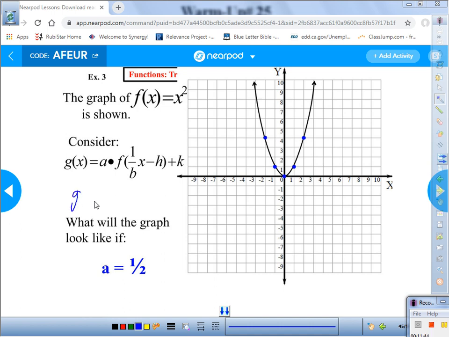Yes, it's G of X equals 1/2 F of X. Some of you are still like, Mr. Q, where's H and K? They don't give us H and K. They're just asking us to do this transformation. Okay? So, what would that look like? Once again, it does what? Does it stretch? No, it compresses. All right, let's go to the next one.